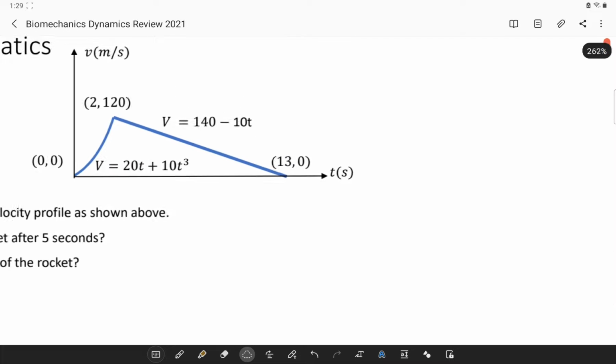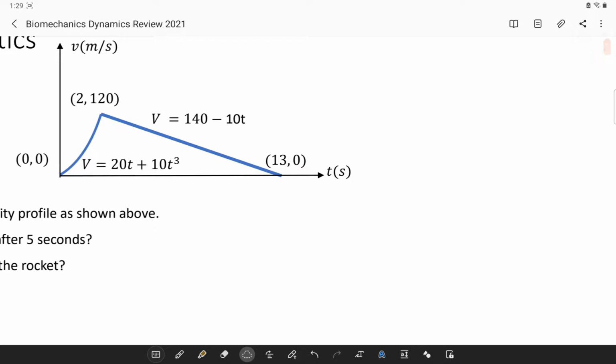So if we take this problem, we know that our height is equal to the integral of the velocity over time, because we know that our velocity is equal to the change in height over change in time. To find this integral, we have two separate functions, but we just need to evaluate each of those functions over the appropriate time domain. The first goes from 0 to 2, and the second goes from 2 to 13, but we really only want to go to 5.